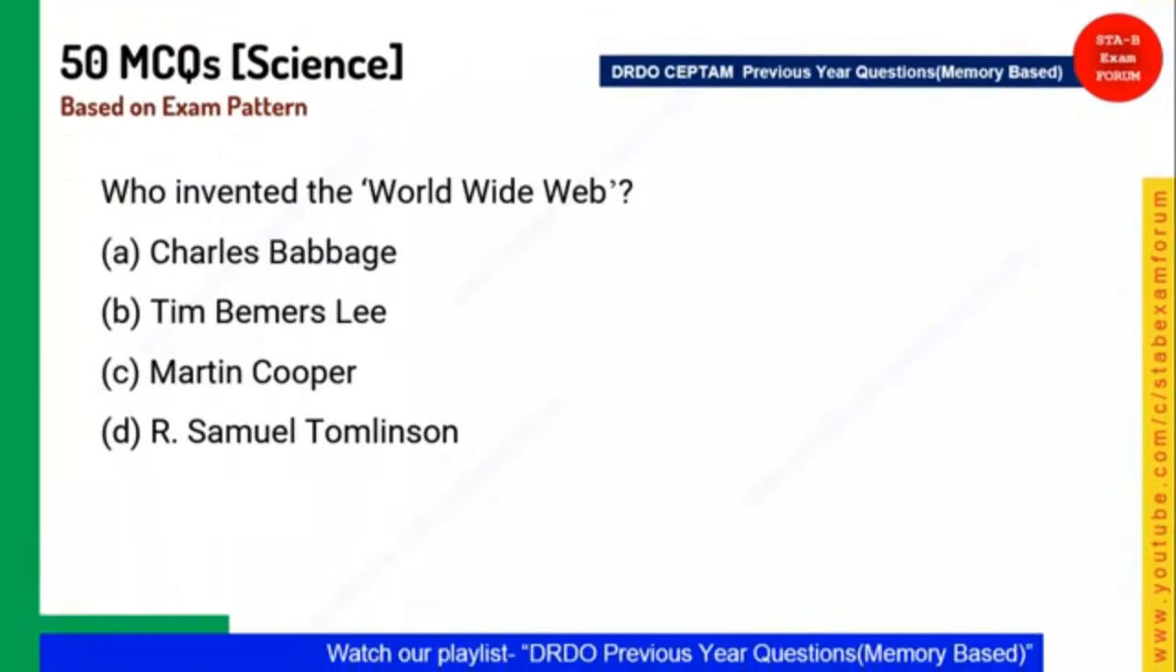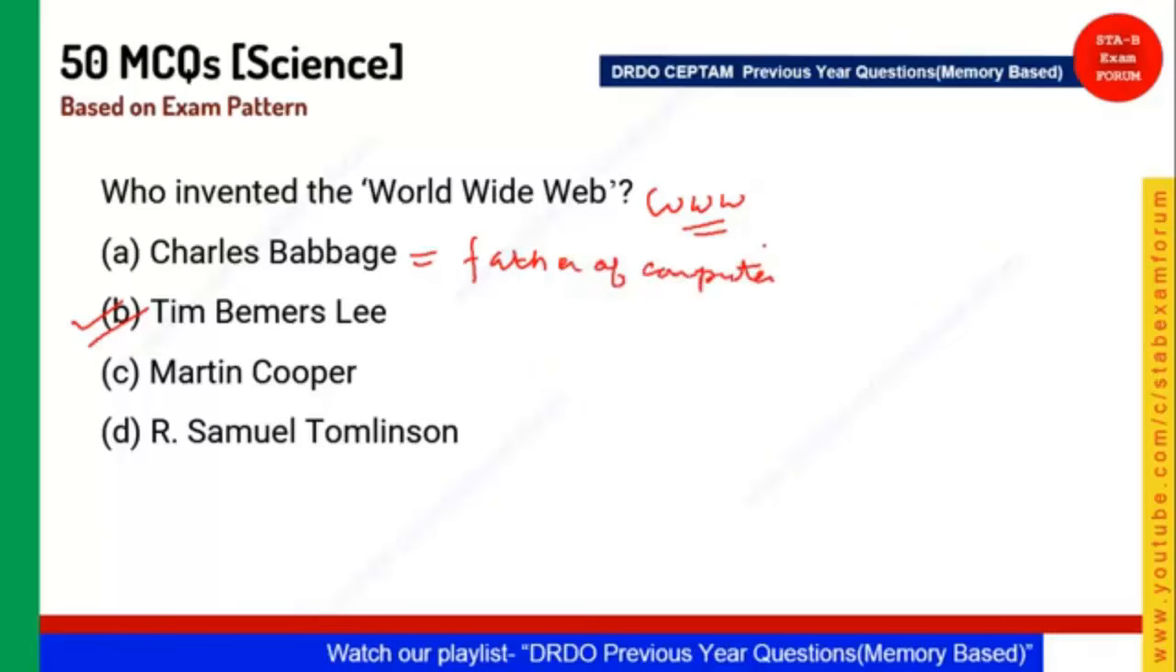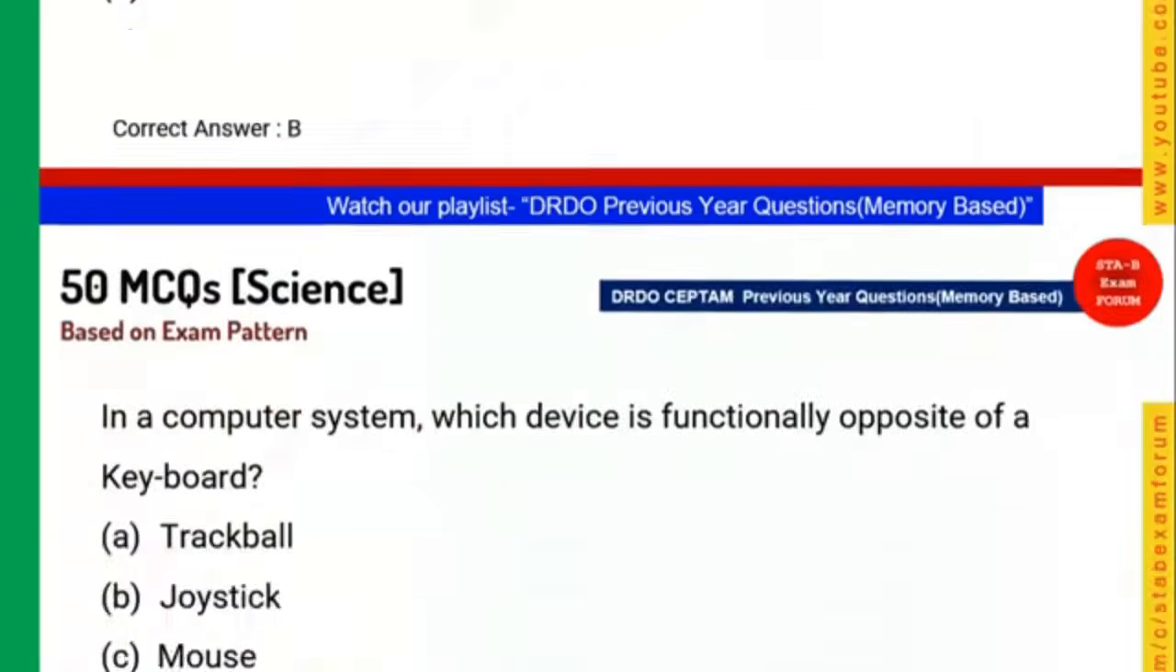Question is from the invention. Who invented the World Wide Web? If they ask what is www in a URL, then it is World Wide Web, and it was invented by Tim Berners-Lee. Tim Berners-Lee is the inventor of the World Wide Web, whereas Charles Babbage is the father of the computer. Okay, let's see the next question.